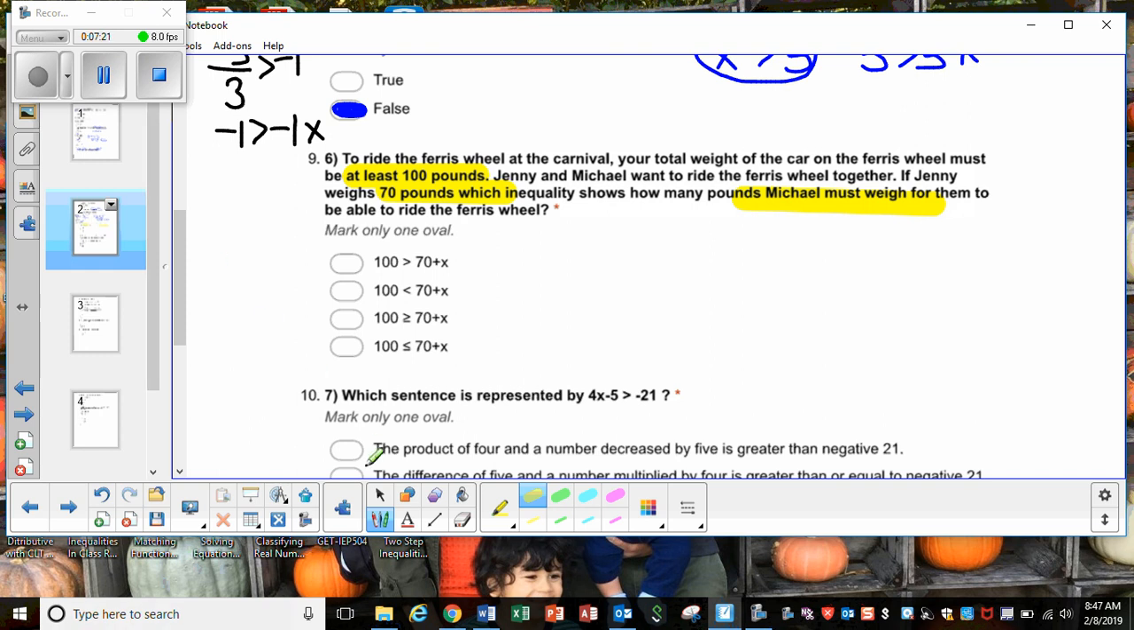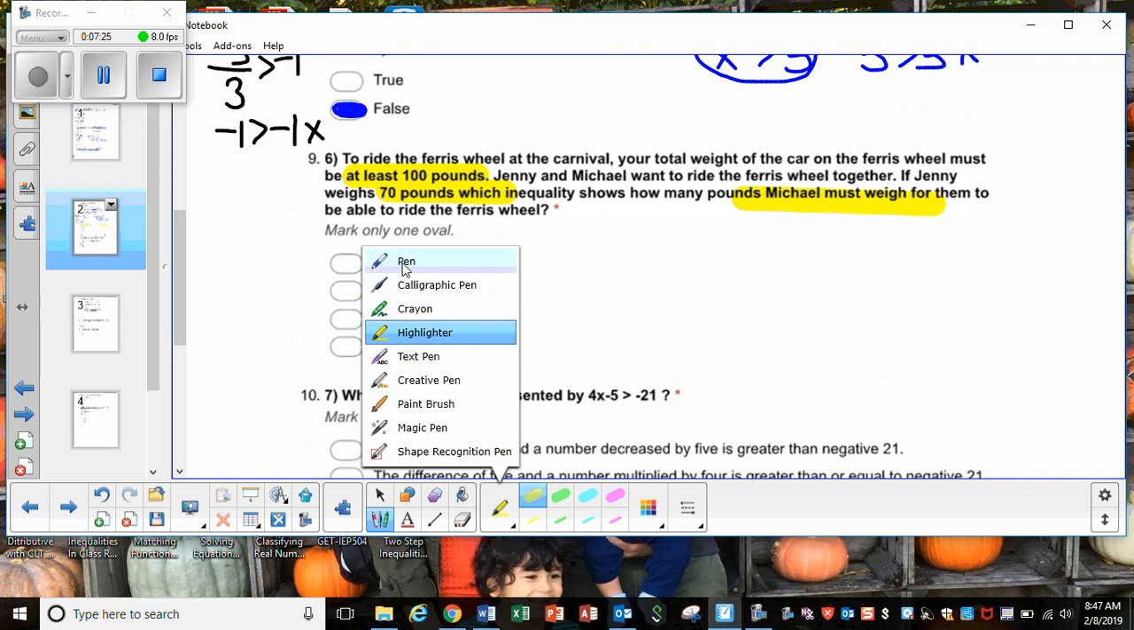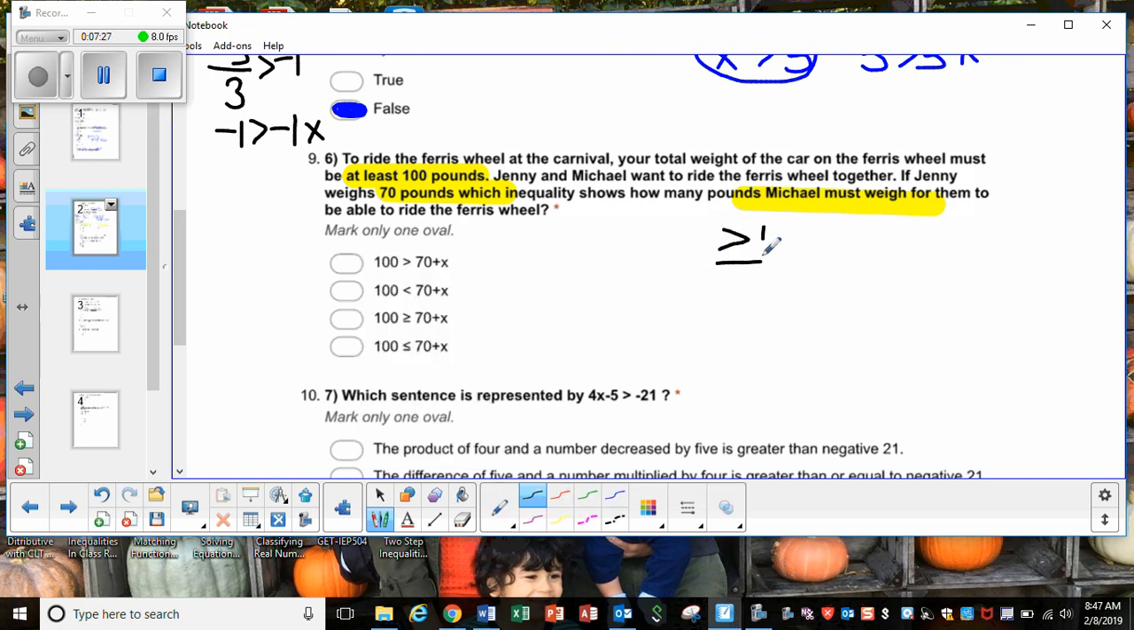So at least 100 pounds means 100 pounds or more. So I'm going to start with that. Well, Michael and Jenny, they want to ride the ride together. Jenny, she already weighs 70 pounds, so we know her weight. We don't know Michael's weight, so we're going to make him X. But we know that together, Michael and Jenny, 70 plus X, have to be at least 100 pounds.